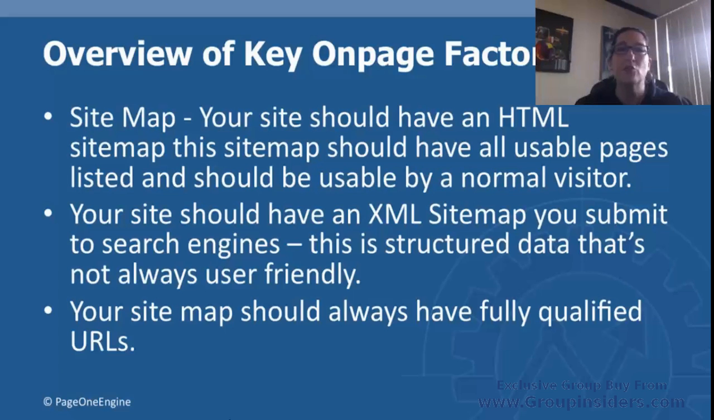Your website should have an HTML sitemap. This sitemap should be available and have all usable pages listed, and any normal visitor should be able to see it. And it should also have an XML sitemap. You submit that to the search engines. This is structured data that's not always user-friendly, and that's something that we submit via Google Webmaster Tools. Your sitemap should always have fully qualified URLs.